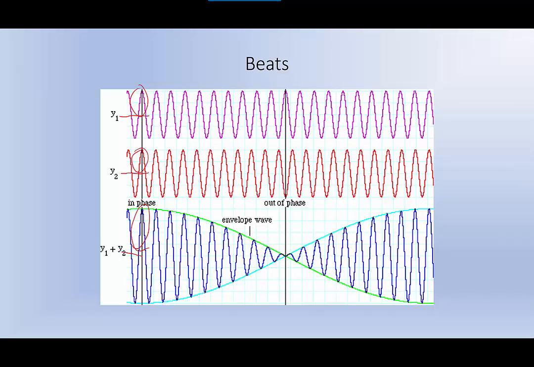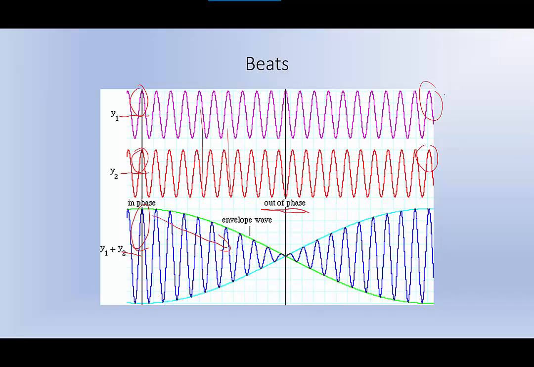As we can see, the amplitude decreases as the waves get farther and farther out of phase, until we get to the center of the picture, where y1 and y2 are completely 180 degrees out of phase with each other. And at that point, they cancel each other out, and we have total destructive interference. Then, from being 180 degrees out of phase, they slowly get back into phase until we get to the far right side where they're in phase again, and we have, again, twice the amplitude there.